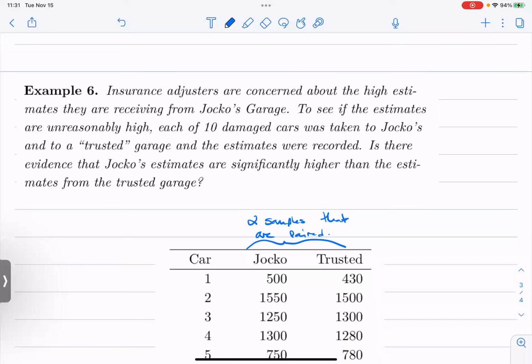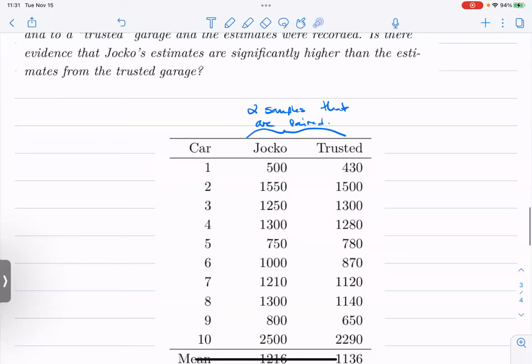So here we go. Car number 1, compared to just kind of cruising through these values, doesn't seem to have a ton of damage, right? Jocko's estimate is $500, and then they took the same car to the trusted garage and they quoted $430, right? Jocko's estimate was higher. But what we want to know is, are Jocko's estimates consistently significantly higher than this trusted garage?